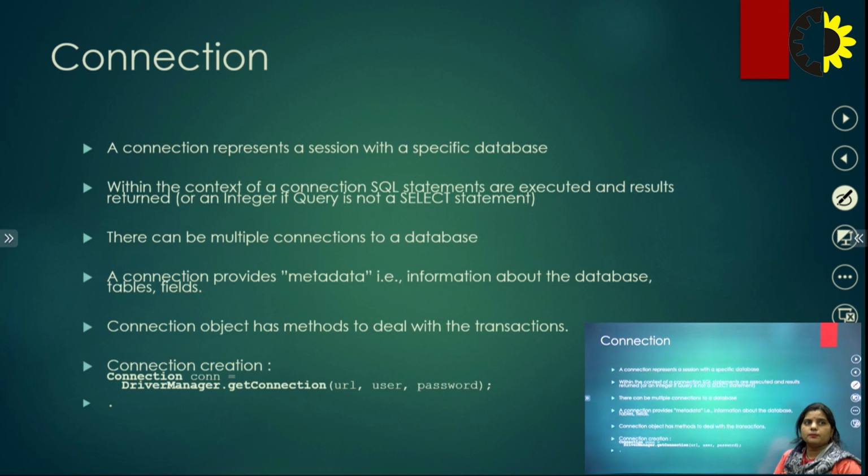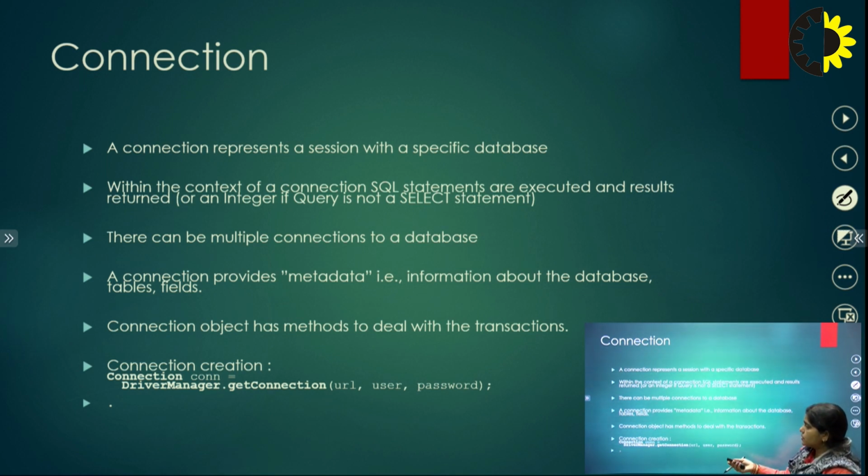Then the connection represents the session with a specific database. Within the context of the connection, SQL statements are executed and results are returned. There can be multiple connections to a database. The connection provides metadata, meaning information about the databases, the tables, the fields, and any content in the database. The connection object also has methods to deal with transactions.